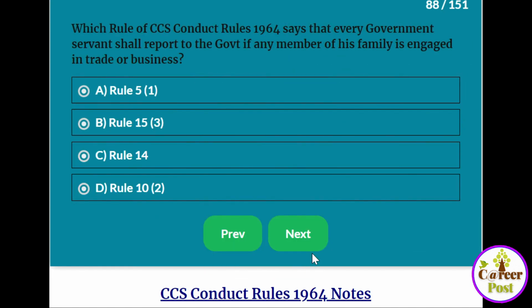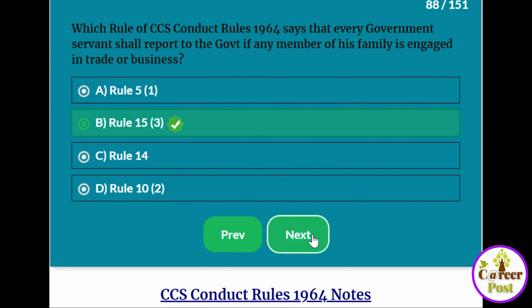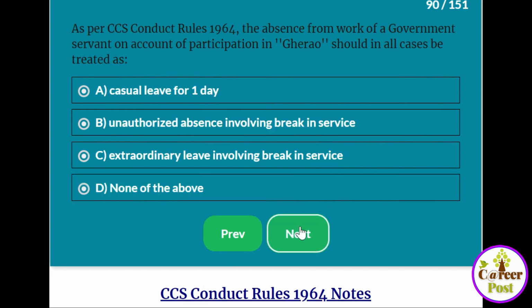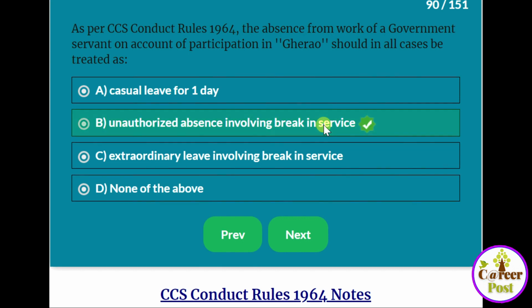Which rule of CCS Conduct Rules 1964 says that every government servant shall report to the government if any member of his family is engaged in trade or business? It is Rule 15.3. Which CCS Conduct Rule prevents a government servant from subletting a government accommodation allotted to him to any other person? It is 15A. As per CCS Conduct Rules 1964, the absence from work of a government servant on account of participation in Gharo should in all cases be treated as unauthorized absence involving break in service.